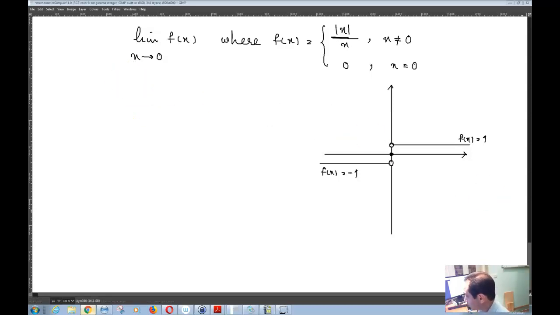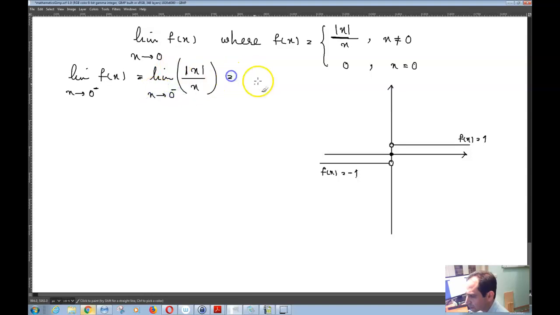Now you see that the limit of f of x when x tends to 0 from the left, you can say that it's equal to the limit of basically this clause over here, the absolute value of x over x when x tends to 0 from the left, which is equal to the limit of basically negative x over x when x tends to 0 from the left.